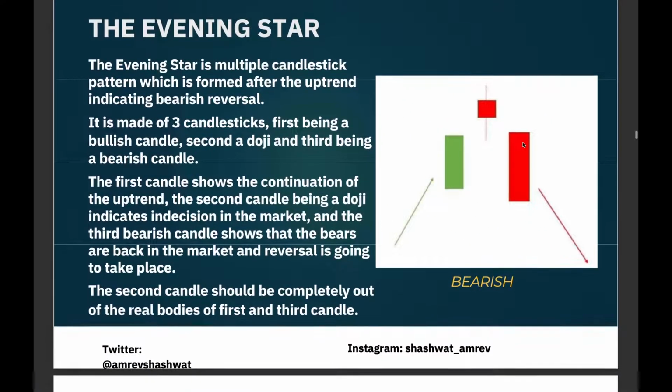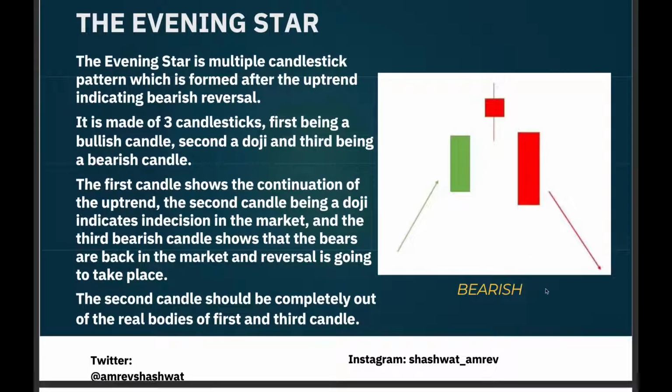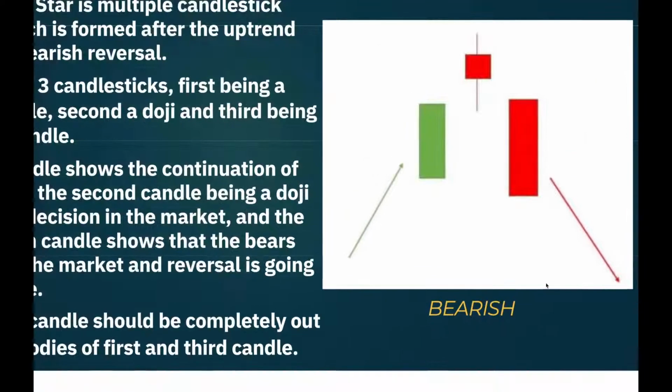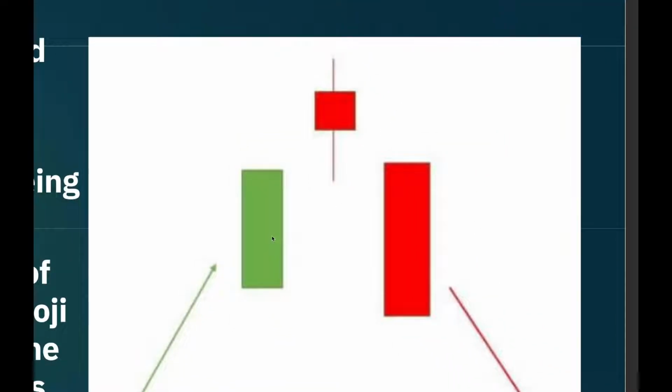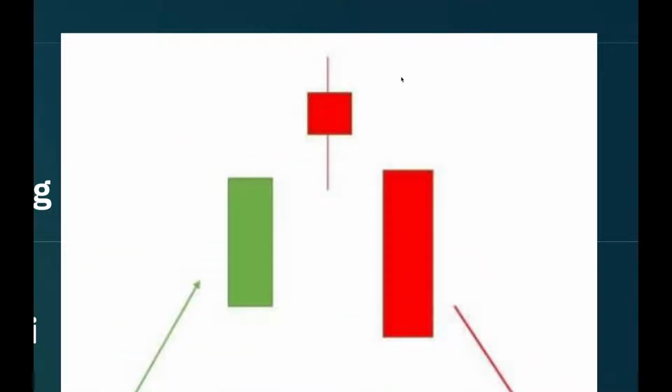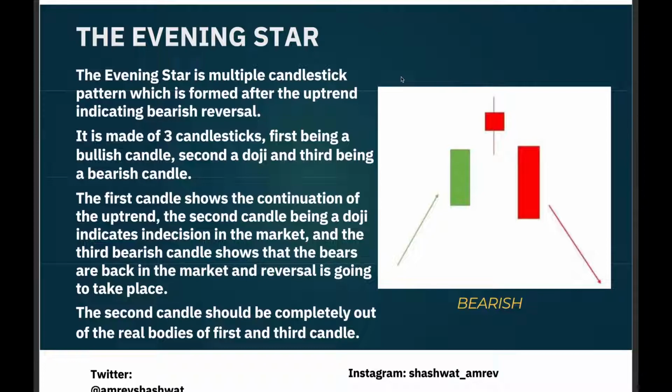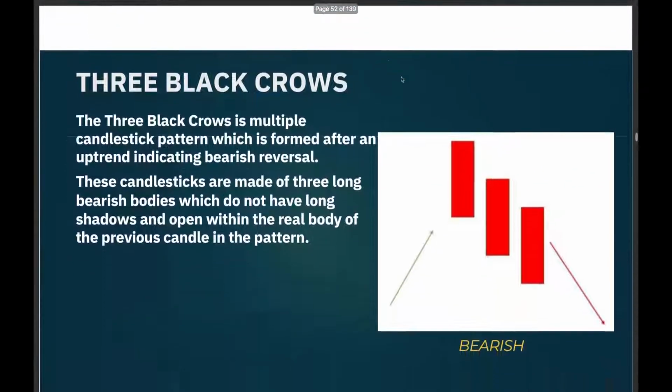Then comes the evening star. So morning star is formed at a downtrend, but evening star is formed at an uptrend. And then you can see these candles being formed. This green one, then the red one, and at the top there's a doji or a spinning top. So this is known as an evening star, and this will indicate the bearish move.